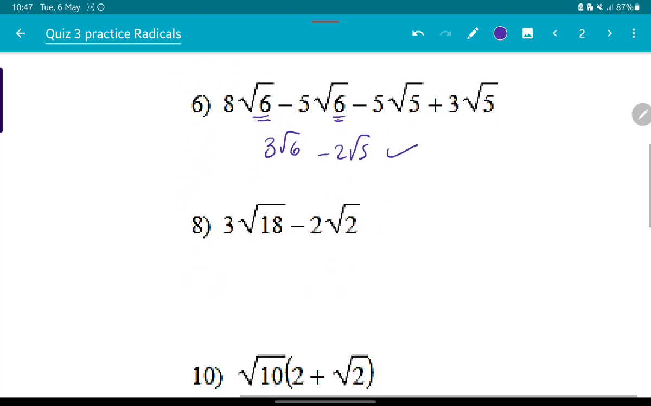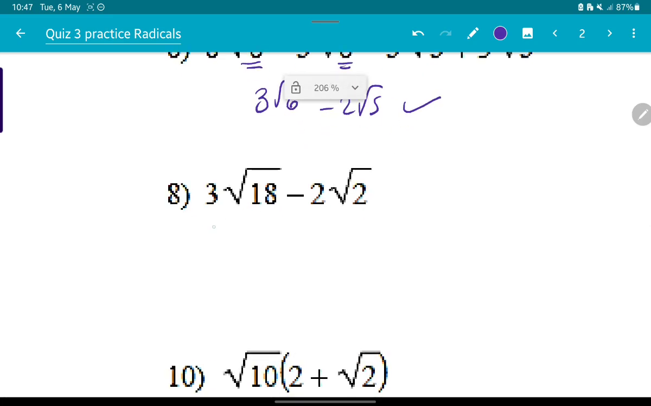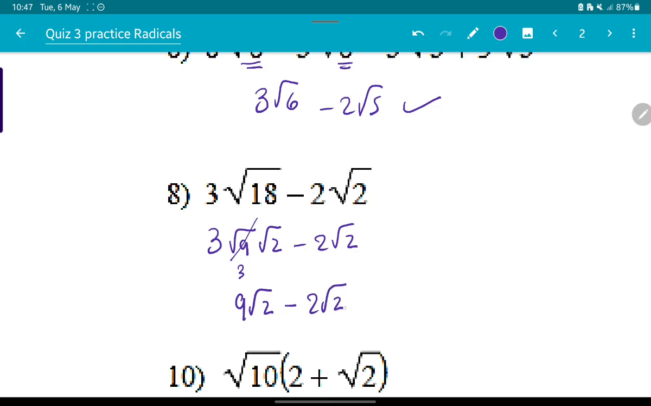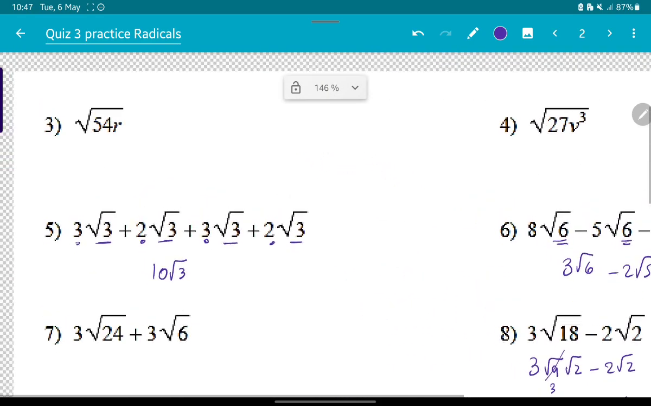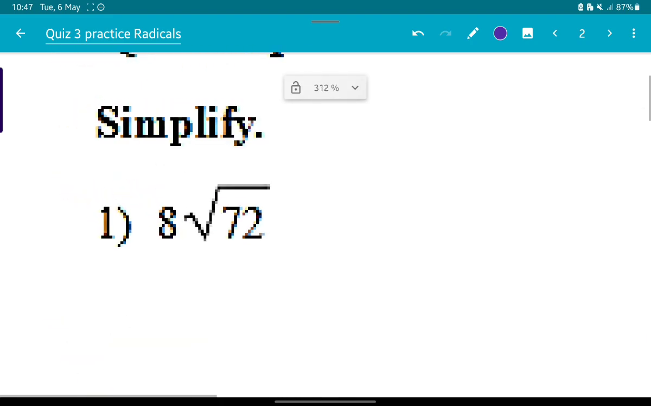But here we need to break down the 18 to be root 9 root 2, so 3 root 2 minus 2 root 2. This 9 will be 3. 3 times 3 is 9 root 2 minus 2 root 2. The final answer will be 7 root 2. Okay.